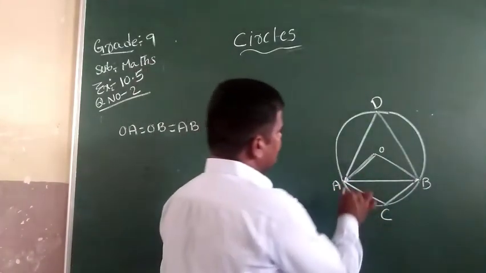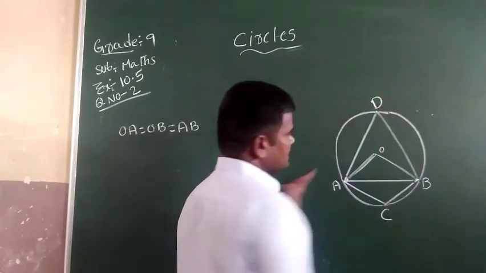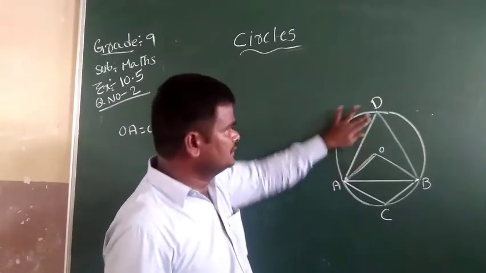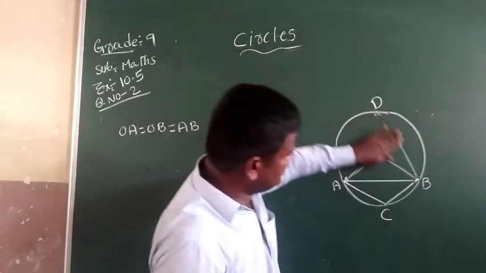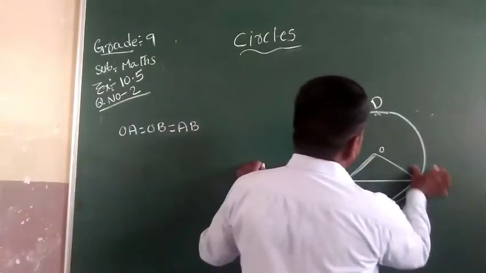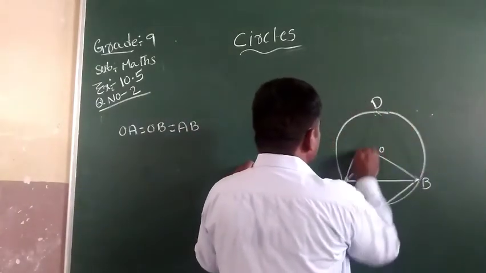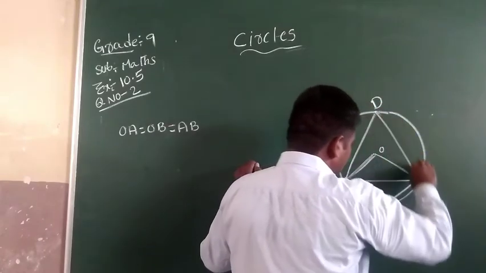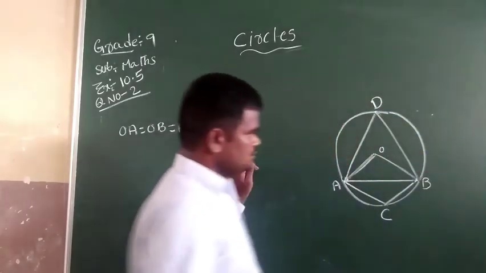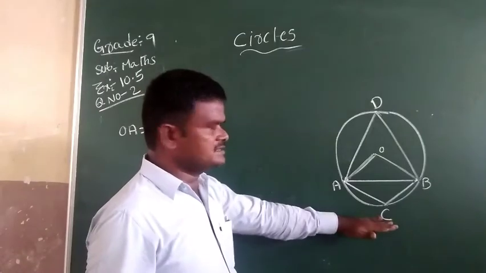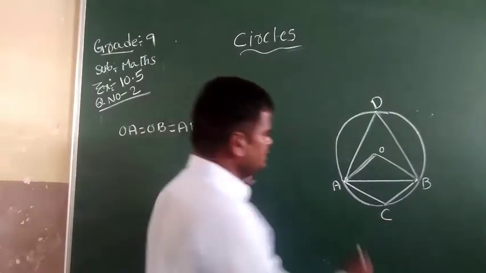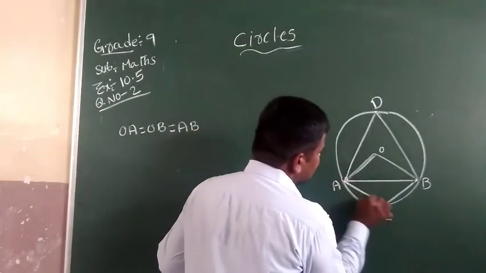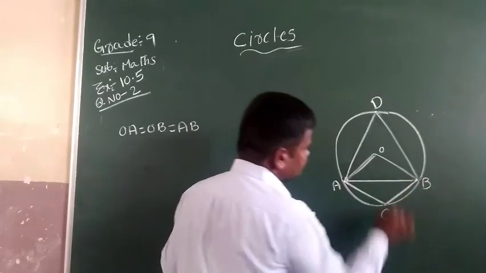So you take a point D on the circle, any point on the circle. Join AD and BD. Now take any other point C on the circle. Now join AC and BC.